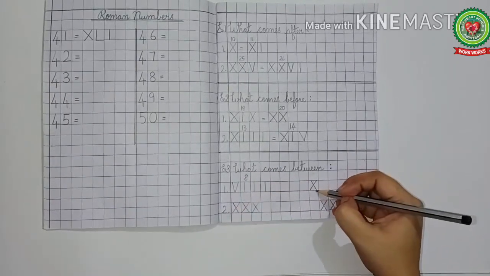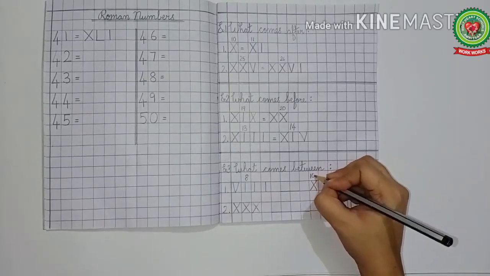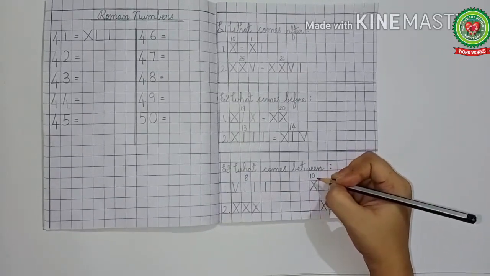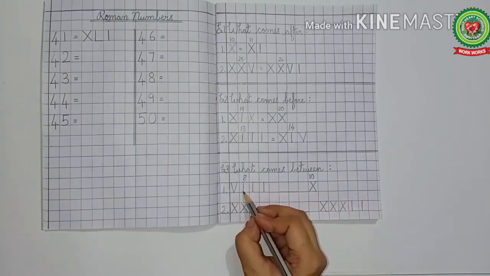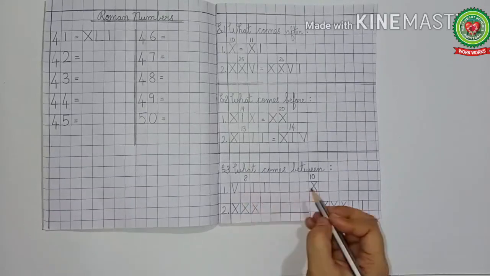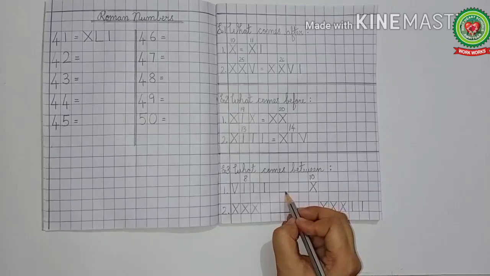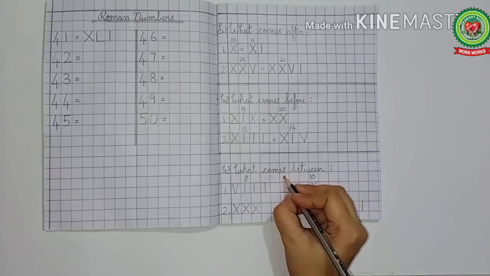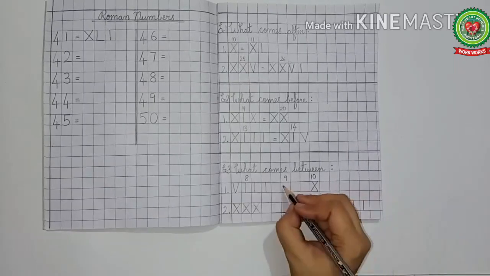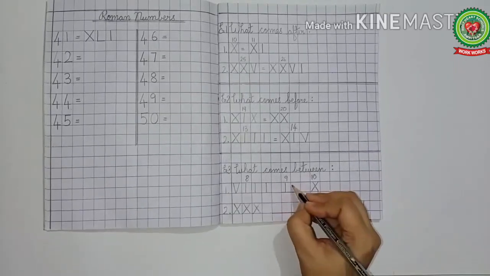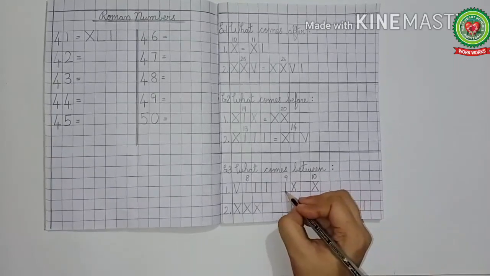Now X means, yes we all know X means 10. So we will write over here 10. Now you have to tell me what comes between 8 and 10. Now after 8 what comes? 9. Before 10 what comes? 9. That means we will write the number 9 over here. Now how do we write 9? 9 means 10 minus 1. So over here we have to write down I, X. That means 10 minus 1.